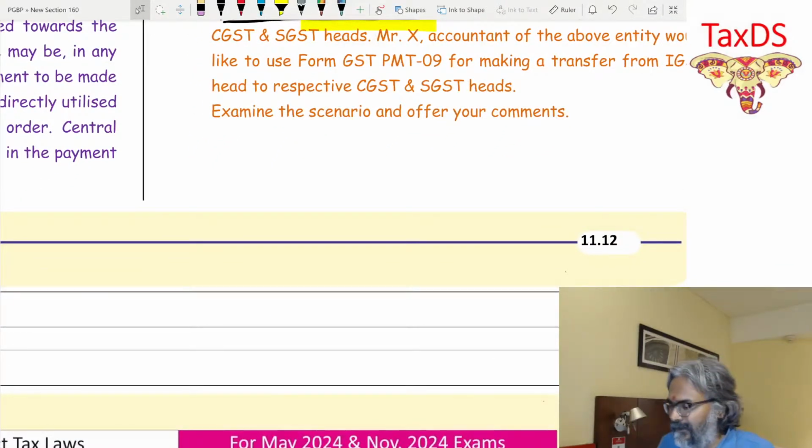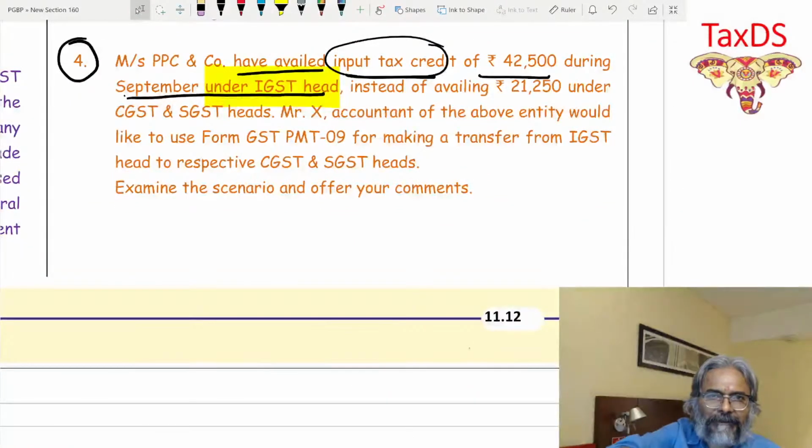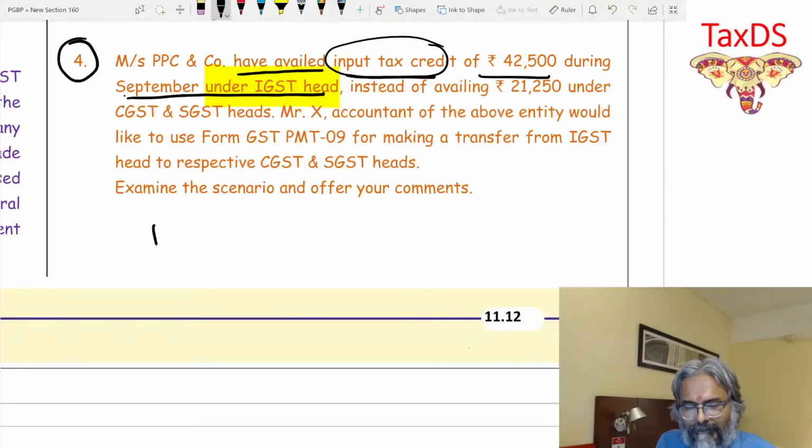What is your take, students? Is this particular transfer a valid transfer? And the answer is no. Primarily, he is trying to transfer, students, in this case. What is he trying to transfer? He is trying to transfer the electronic credit ledger. In that electronic credit ledger, he wants to transfer, students, in this case.